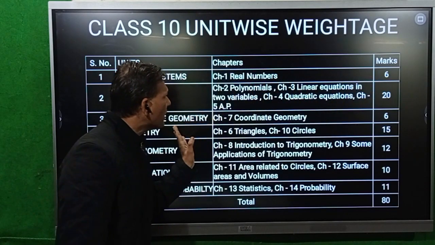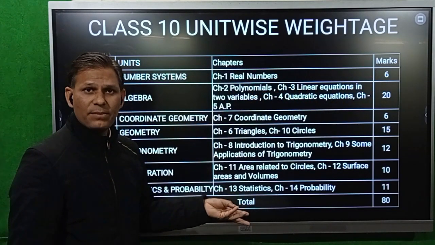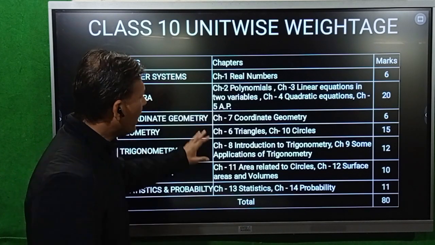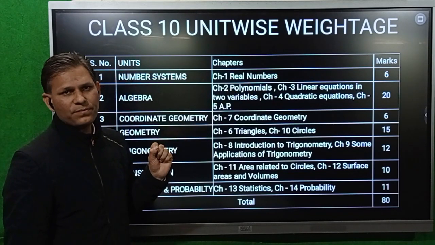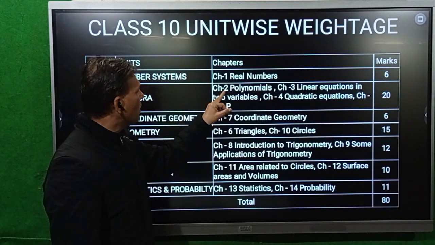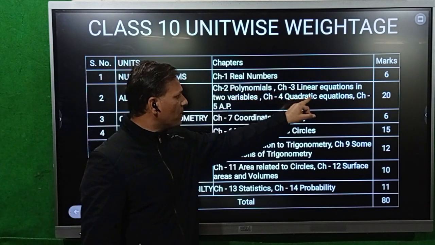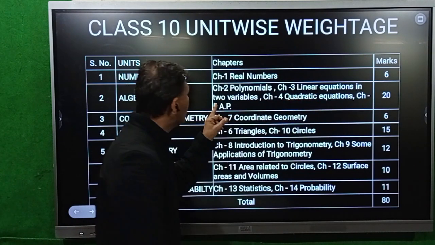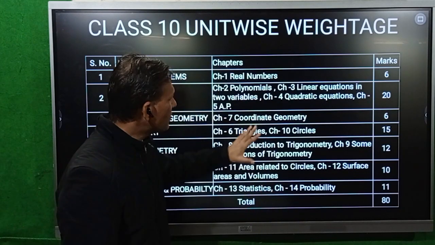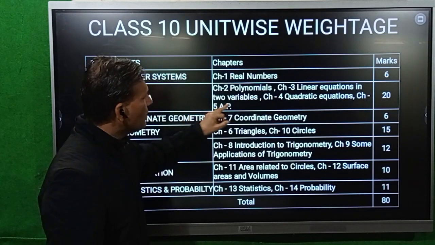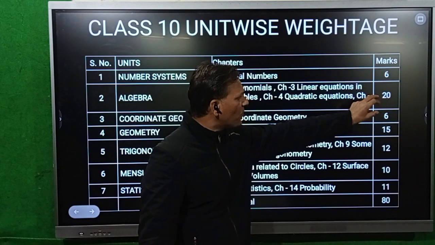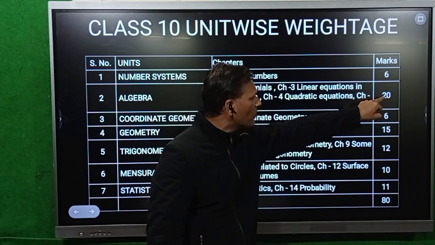So what topics does real numbers contain? LCM, HCF, the proof of irrational numbers, and factors of numbers. By these topics you can cover chapter number 1. And algebra has 4 chapters: chapter 2 polynomials, chapter 3 linear equations in 2 variables, chapter 4 quadratic equations, and chapter 5 arithmetic progression. You have to cover all chapters, and there are 20 marks for these 4 chapters, and at least one question of 5 marks weightage will come from this section.